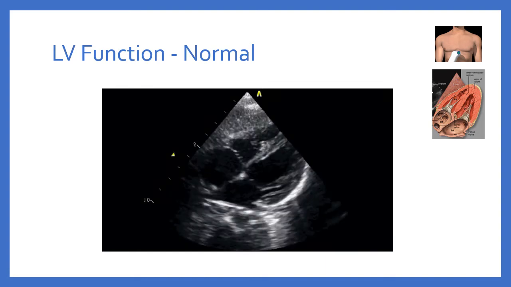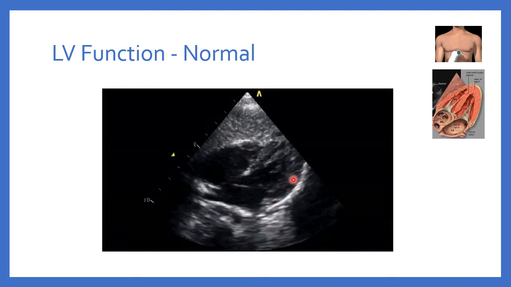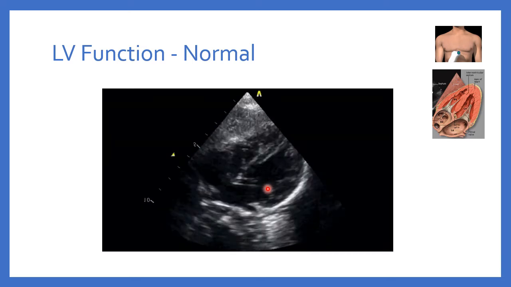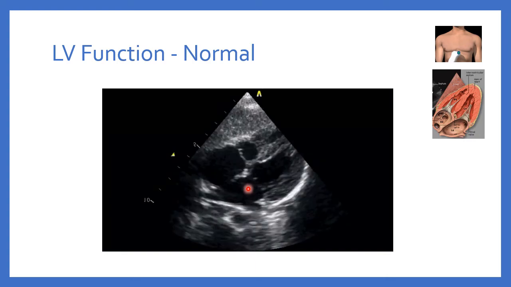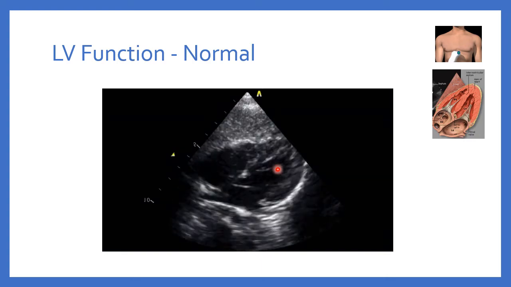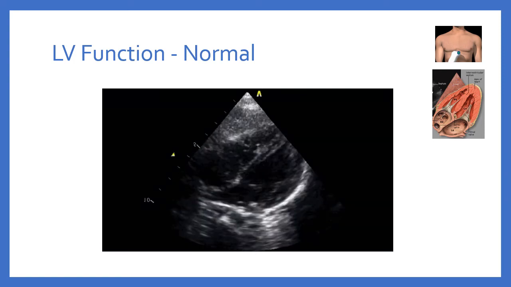So here you're able to see that the left ventricular walls are thickening well. You're also getting a good decrease in size of the ventricle during systole. It's hard to see the mitral valve leaflet very well, but you can see that it is opening up and hitting the septum, and so this would be an example of a normal left ventricle.